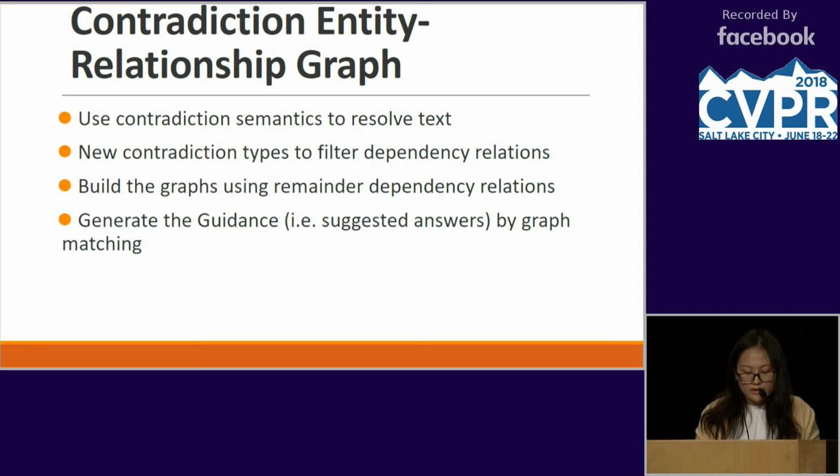For the contradiction entity relationship graph, we use contradiction semantics to resolve the text, and we use new contradiction types to filter dependency relations. We then build the graph using the remaining dependency relations. We finally generate a guidance that is the suggested answers by graph matching.